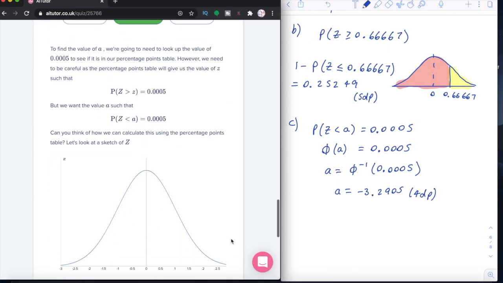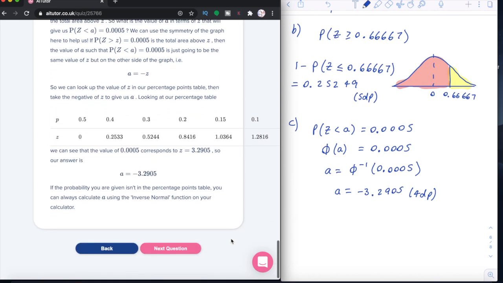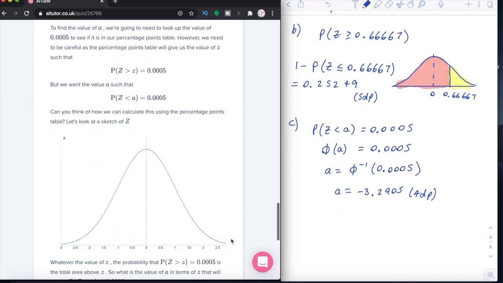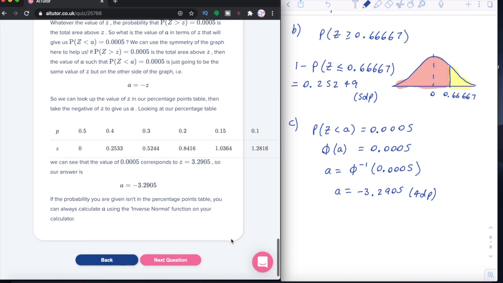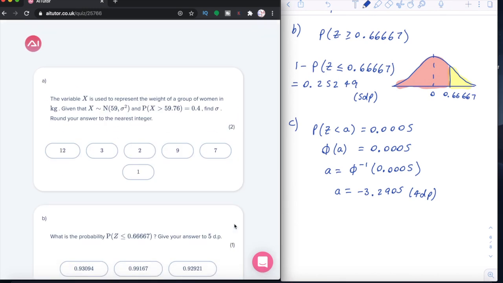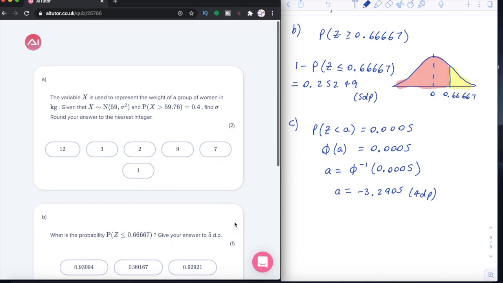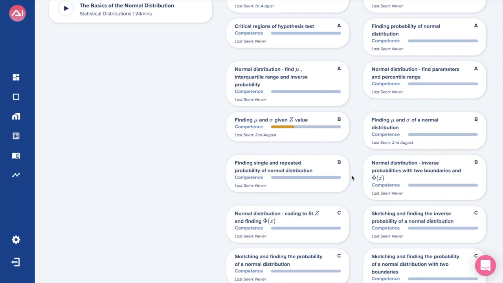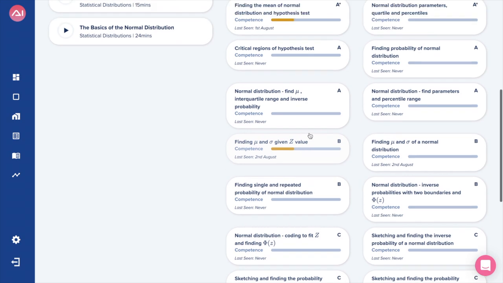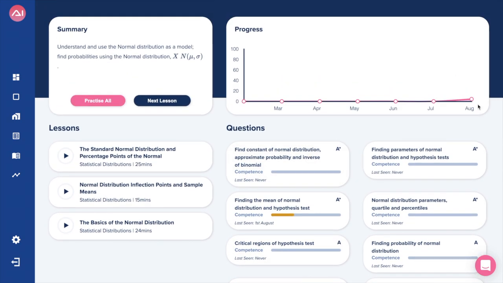And as you can see, that is also correct. And we get a nice detailed solution there as well. So if we select next question, it will also give us a similar set of questions that we can work through. And if we go back, you will see that my competence for finding the mean and standard deviation giving a z value has increased, and my overall progress for this topic has also increased.